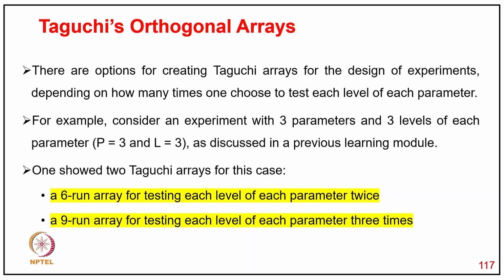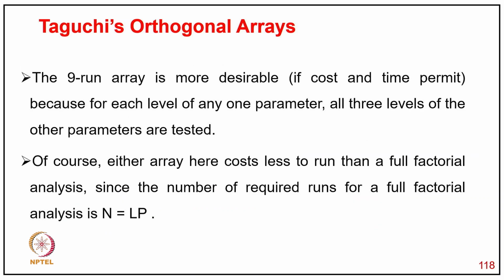For example, consider an experiment with 3 parameters and 3 levels of each parameter, p equal to 3 and l equal to 3, as discussed in the previous learning module. One shows that two Taguchi arrays for this case are a 6 run array for testing each level of each parameter twice, and a 9 run array for testing each level of each parameter 3 times.